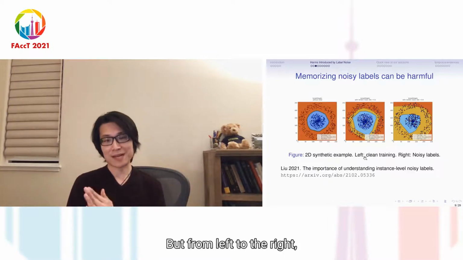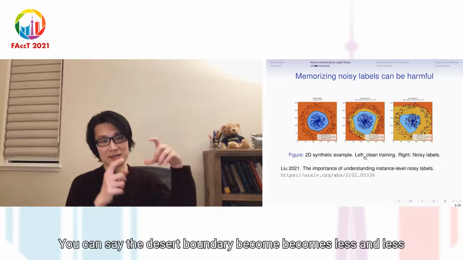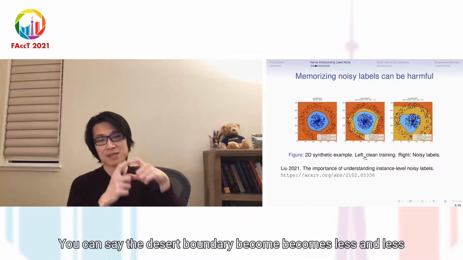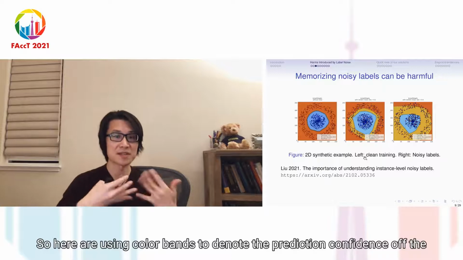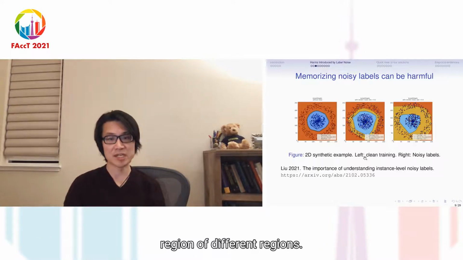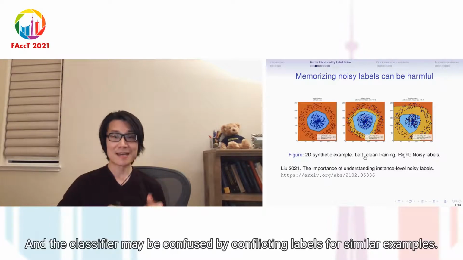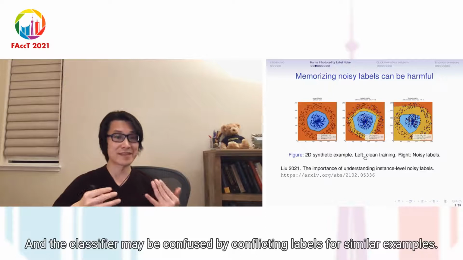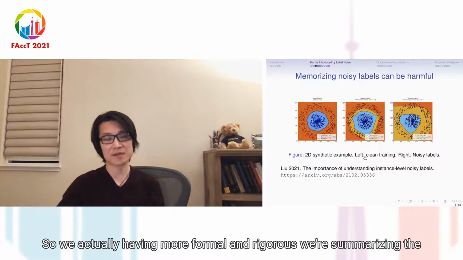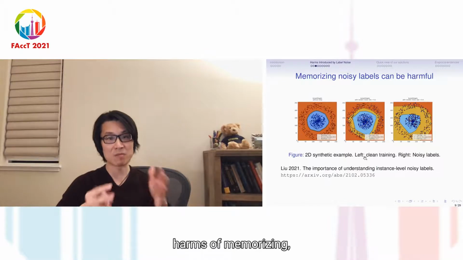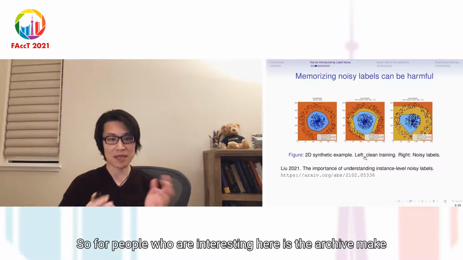But from left to right, I'm adding 20% label noise and 40% label noise. You can see the decision boundary becomes less and less confident. Here I'm using color bands to denote the prediction confidence of different regions. This is exactly because of the existence of noisy labels, and the classifier may be confused by conflicting labels for similar examples. We actually have a more formal and rigorous way of summarizing the harms of memorizing noisy labels in the following paper. For people who are interested, here is the arXiv link.